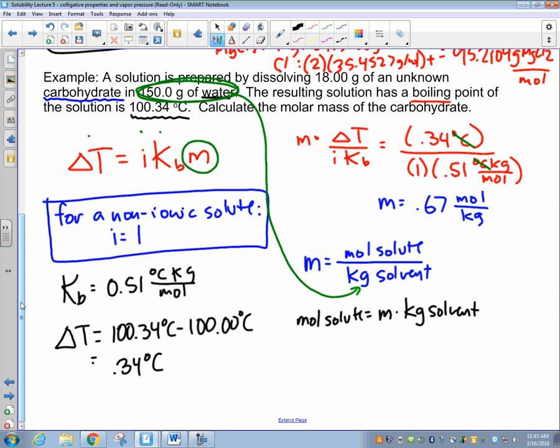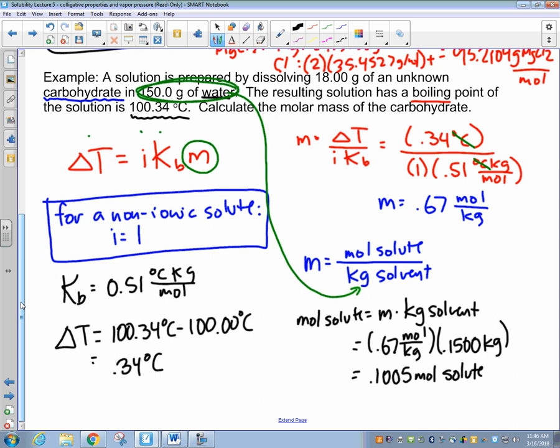which we can now use some values from our calculations. Our molality was again 0.67 moles per kilogram times the kilograms of the solvent. 150 grams converted into kilograms is simply 0.1500 kilograms. And that would imply, therefore, the number of moles of solute which have been dissolved is 0.67 times 0.1500, which gets me 0.1005 moles of our solute, which is the unknown carbohydrate.